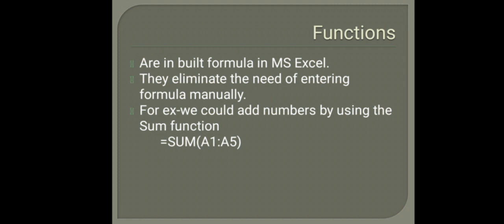Now the next one is function. Functions are inbuilt formulas in MS Excel. They eliminate the need of entering formulas manually, and so save our time. For example, we could add numbers by using the sum function: equal to, the name of the function sum, then the bracket opens, A1 to A5, that is the cell range, and then the bracket closes. This function sums all the values from cell A1 to A5. In other words, we can consider that a formula performs a specific calculation in a particular order based on the specified values, which are known as arguments or parameters.